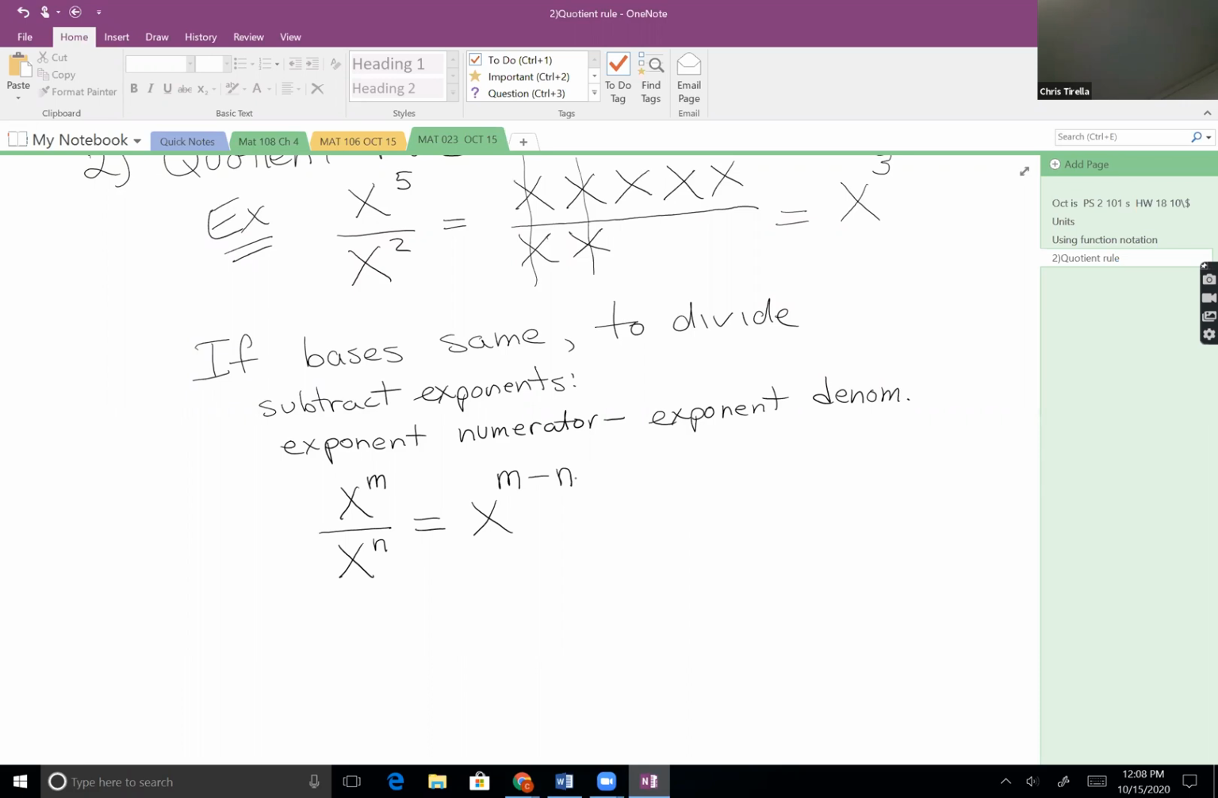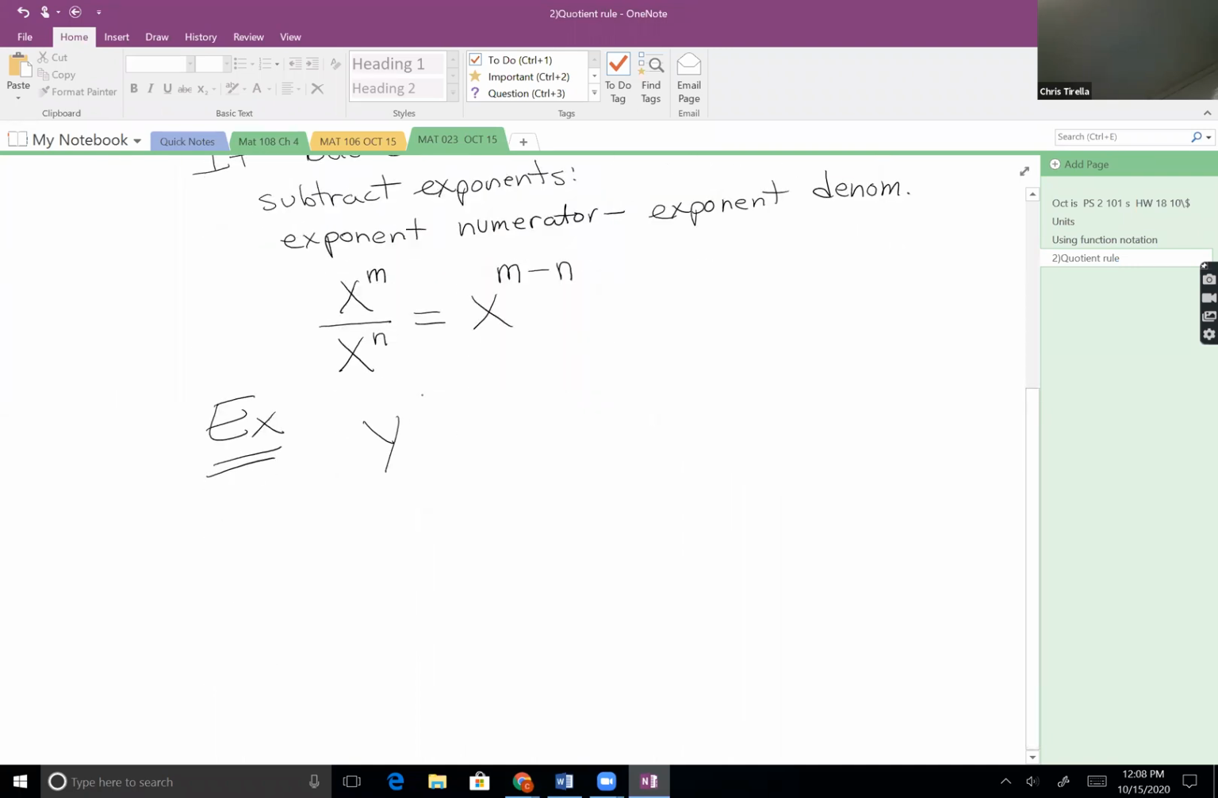And so here, if I look at examples, if I have y to the 12th over y to the 4th, we could draw it out, or we could remember when I divide common base, the base stays the same. It'll still be a y, but I'm going to subtract the exponents, 12 minus 4, to get as a final answer y to the 8th.